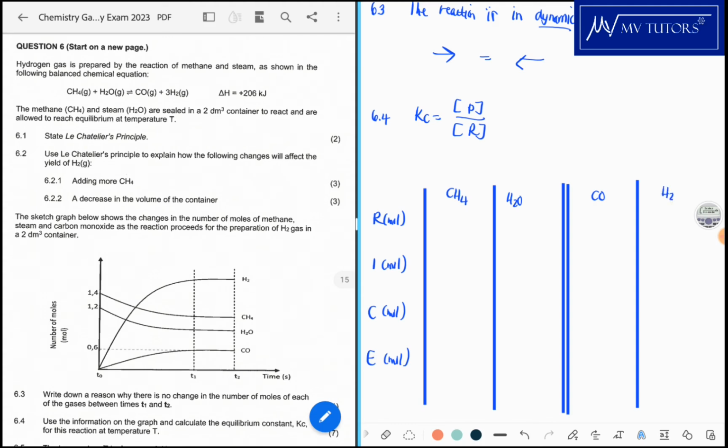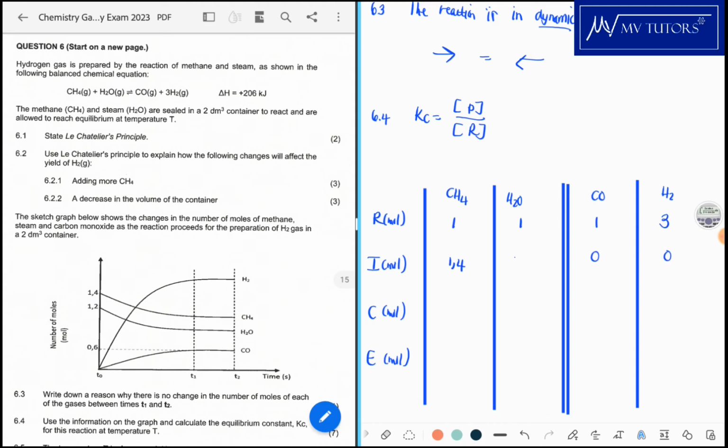Now in terms of ratios, we have 1 to 1 to 1, but the hydrogen we have 3. And the initial amount of moles, we are actually given the initial amount of moles. For the product side, because there aren't any products yet, we'll get 0 and 0. And then for your methane, we have 1,4.